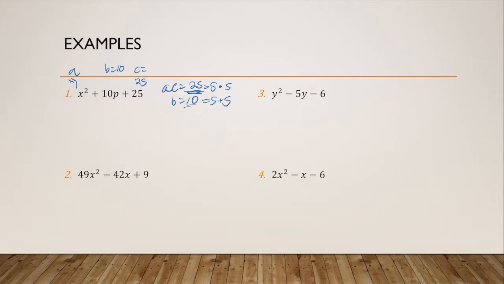And remember, I have a shortcut. When I have a leading coefficient of 1, I don't have to factor by grouping. I can automatically write this as x plus 5 times x plus 5, or rewrite that as x plus 5 squared.